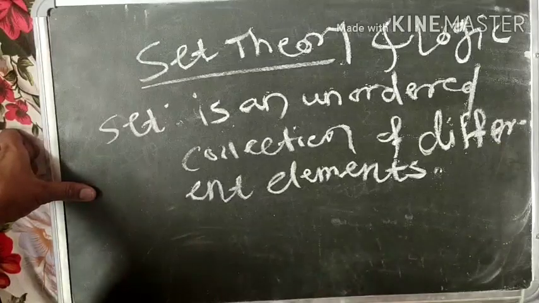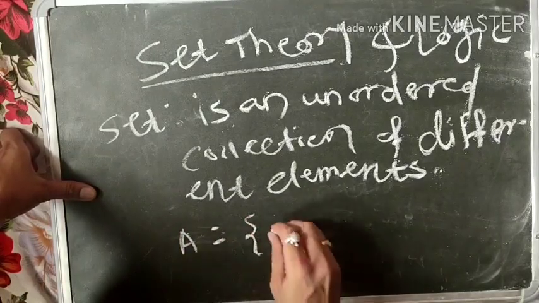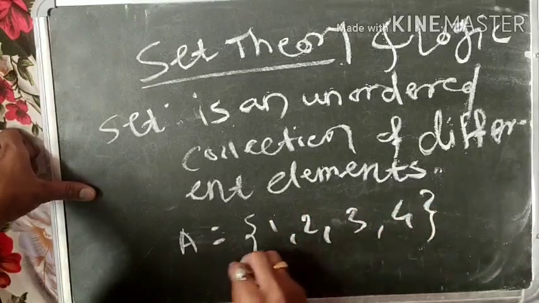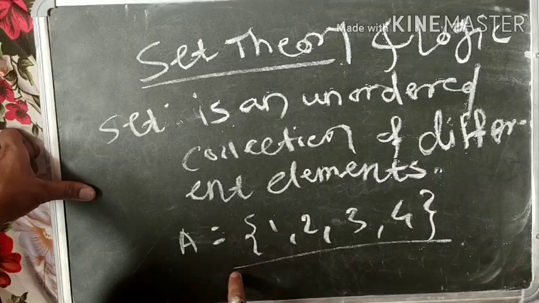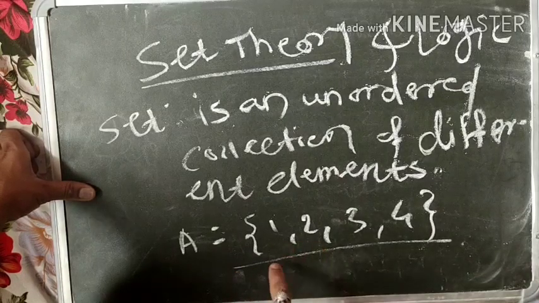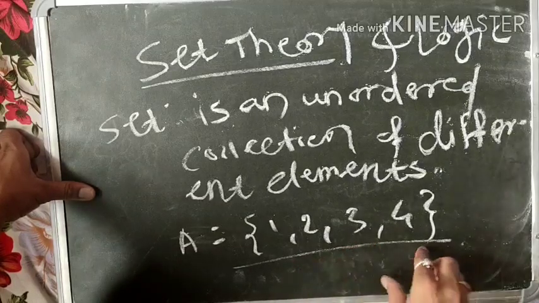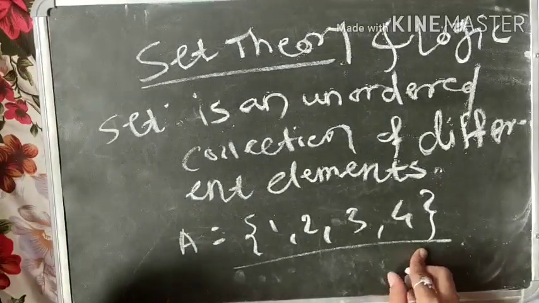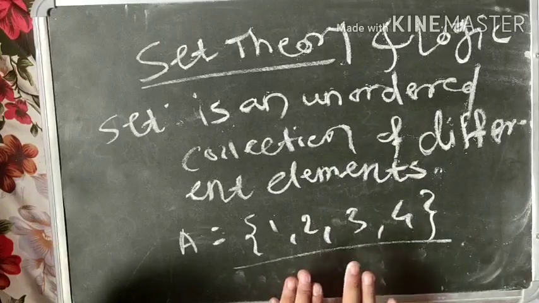Suppose, for example, A equals {1, 2, 3, 4}, in braces. So this is a set. If the order of the elements is changed or any element of a set is repeated, it does not make any change in the set. If we change the order or repeat the elements in a set, the set is not changed.